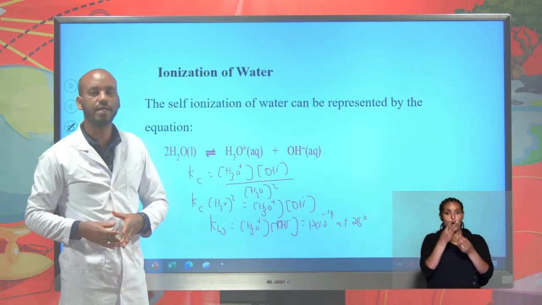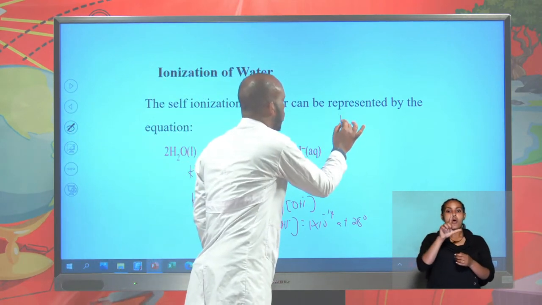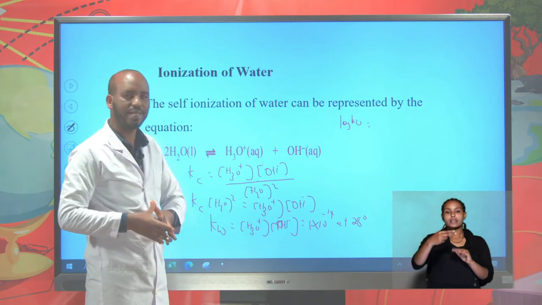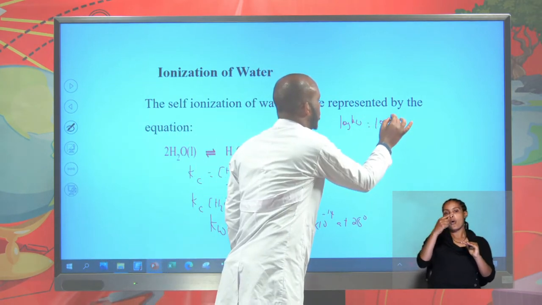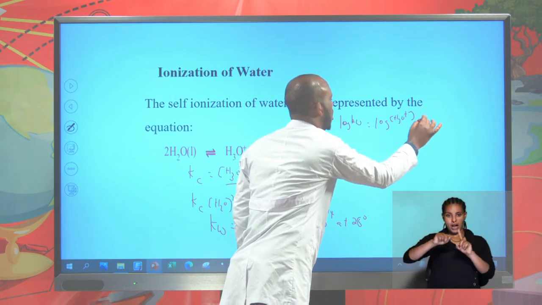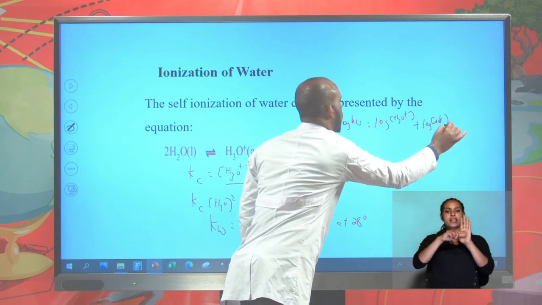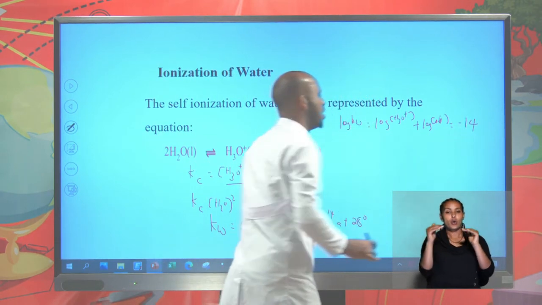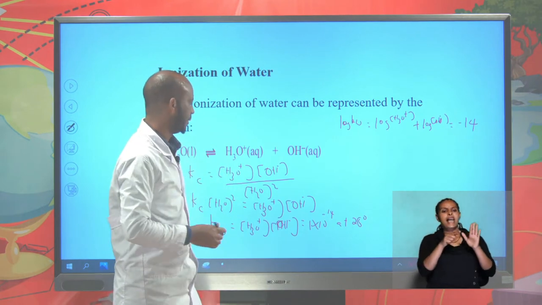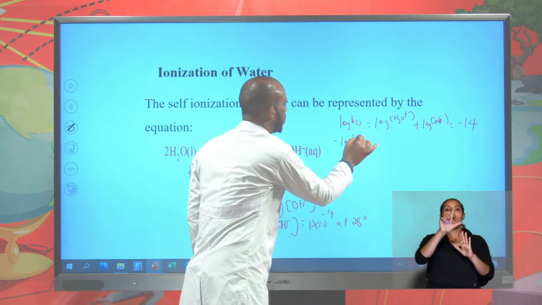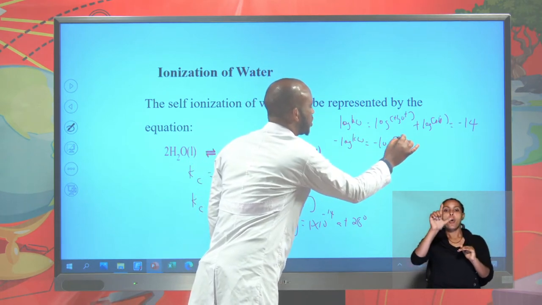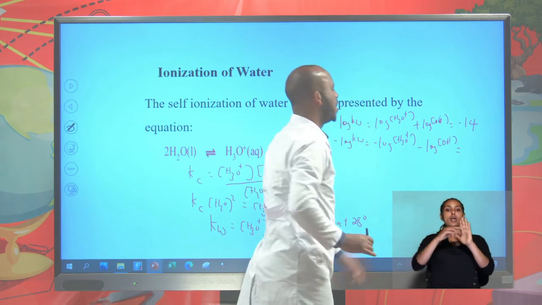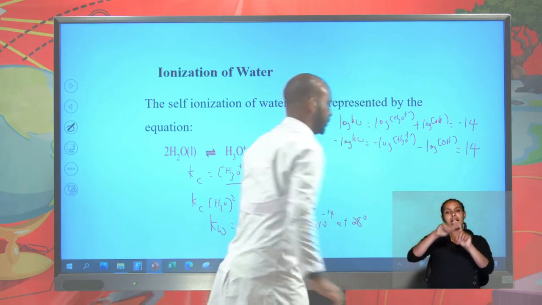If you take the logarithm of both sides, we get log K water equals log of hydronium ion times OH minus concentration, equals log hydronium ion concentration H3O plus plus log OH minus concentration, equals log 1 times 10 raised to minus 14, which is minus 14. Multiply both sides by negative 1. Now this gives you minus log K water equals minus log hydronium ion concentration H3O plus minus log OH minus concentration equals plus 14.